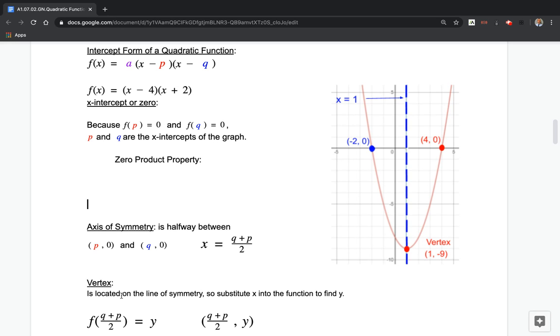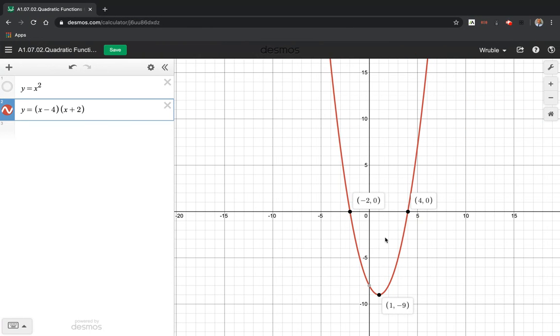The vertex is located on the line of symmetry, so substitute the x into the function to find y. So right there, we know p plus q divided by 2, we figured out that that was 1. So we substitute that into the equation, and we figure out what our y value will be. In this case, our y value ends up being negative 9, and then we have our function drawn. We have the two intercepts and the vertex, and we can draw a good parabola from that.